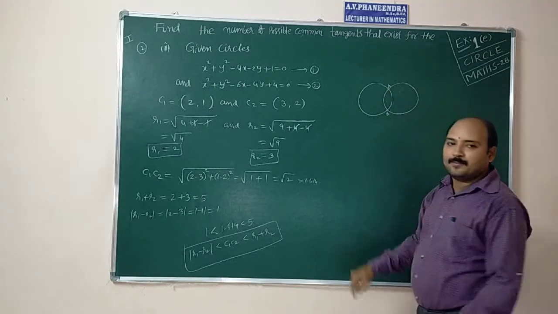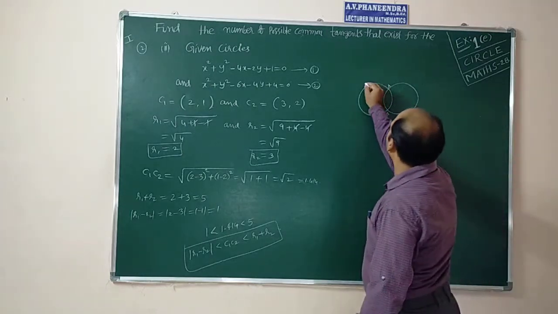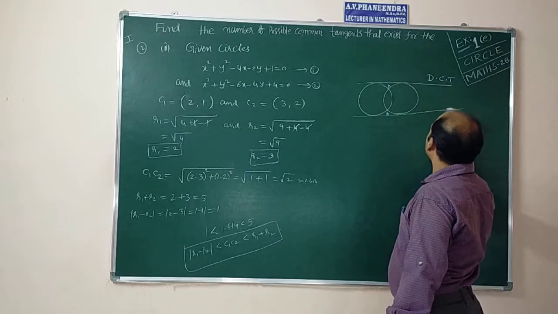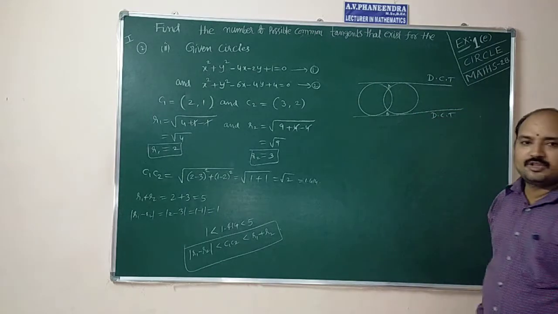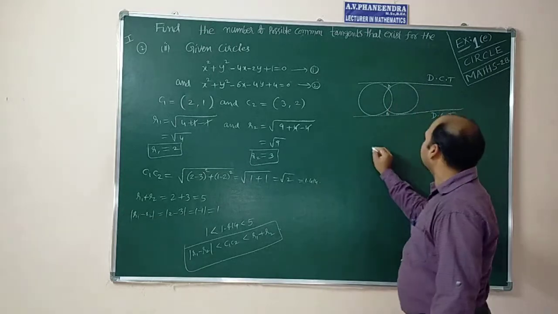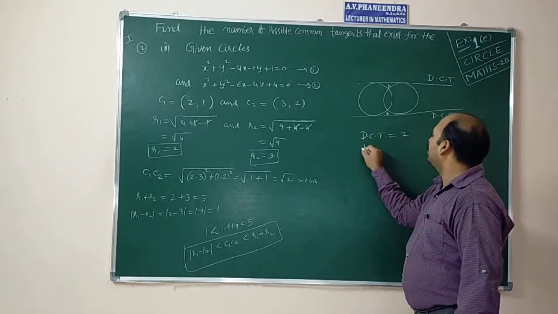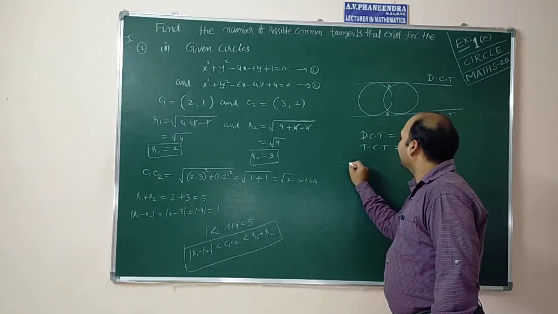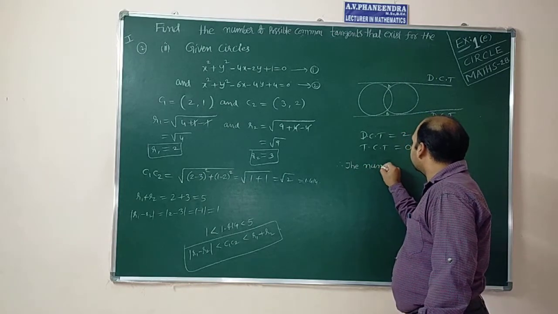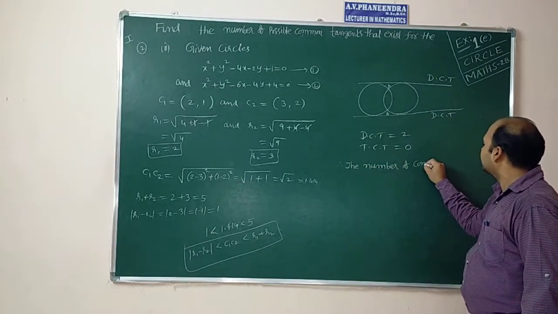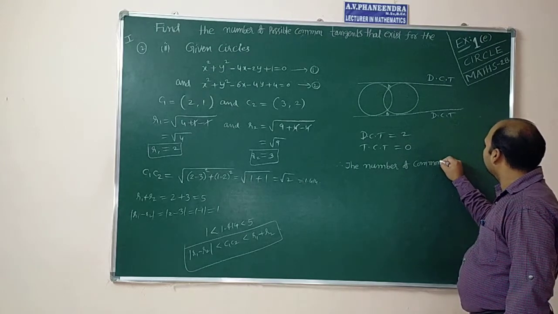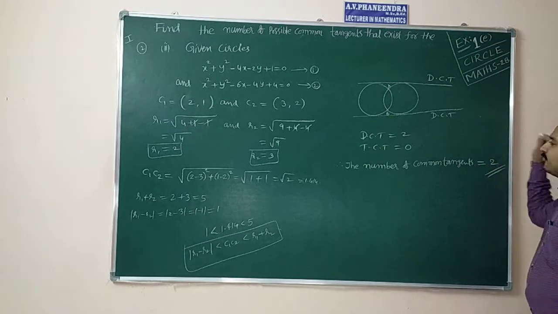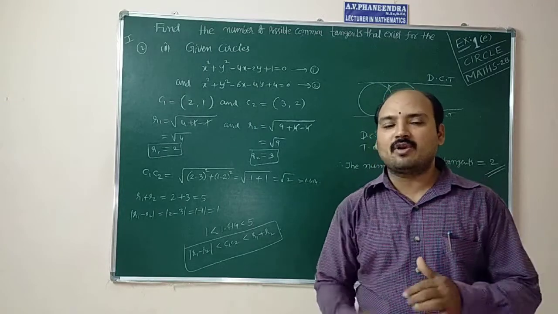So in this case, how many common tangents are possible? Observe that here is one direct common tangent, and here also one other direct common tangent. There is no transverse common tangent possible here. Observe that DCT is equal to 2, TCT is 0. Therefore, the number of common tangents is equal to 2.